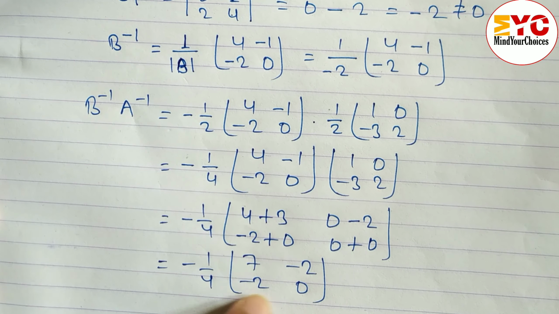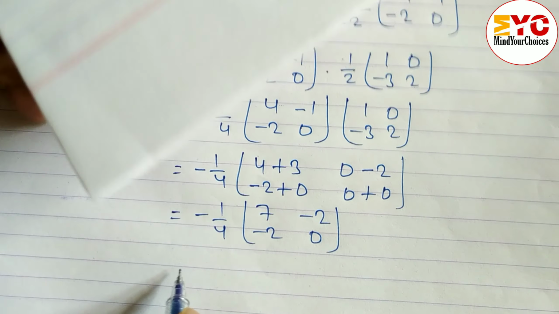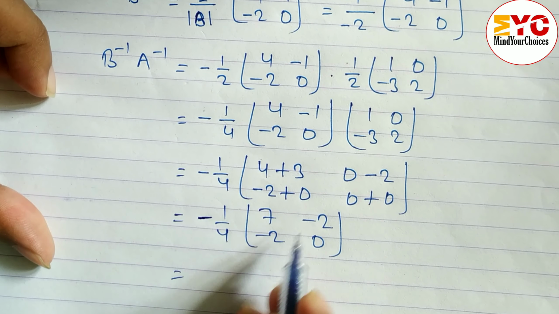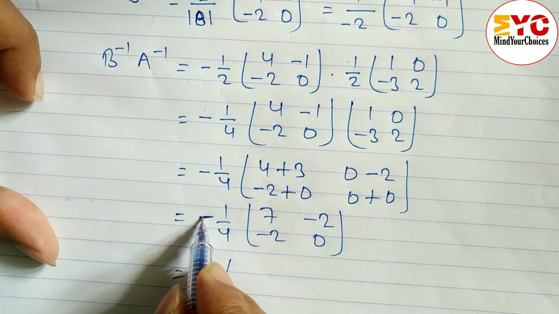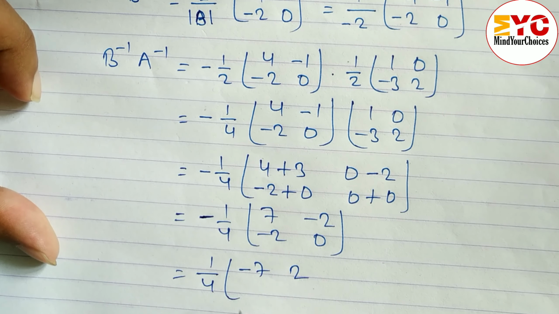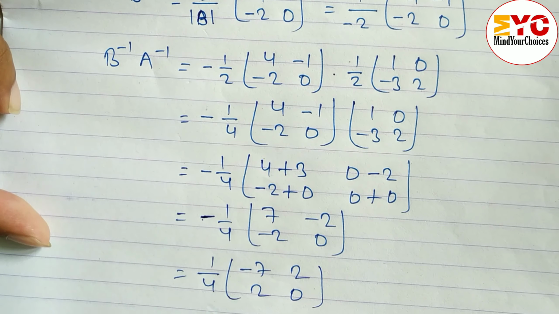So minus 1 by 4 times 7, minus 2, minus 2, 0. When you take the minus inside and multiply, 1 by 4 times minus into 7 gives minus 7, minus into minus 2 gives plus 2, and minus into 0 is 0. So we get this much. This is the value of B inverse A inverse.